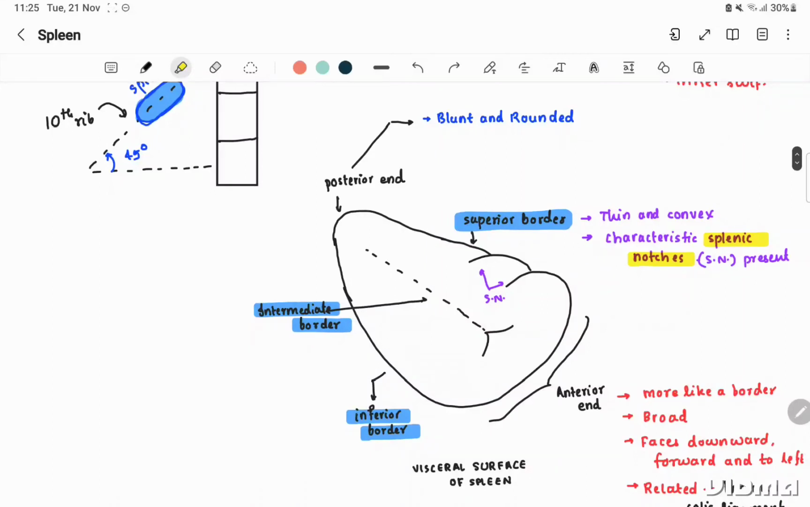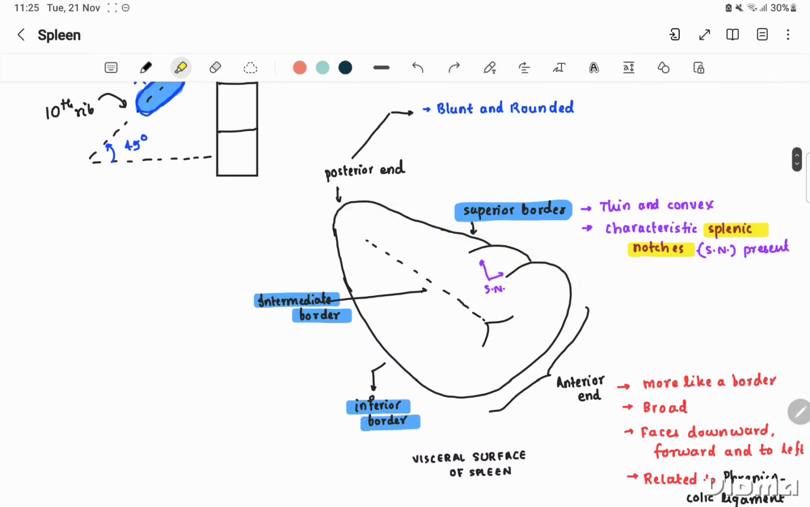Talking about the ends, we have the posterior end and the anterior end. This is the superior border. Just see, it is thin and convex, and it has splenic notches present. If you get a spleen to identify, first of all, don't confuse the spleen with the kidney, because in the kidney the ureter will be intact, or if not intact, it will be present. You should not confuse identifying a kidney and the spleen. But when you get the spleen, look at the superior border for the splenic notches. The splenic notches are present in the superior border.